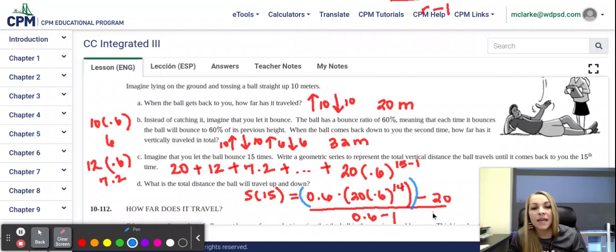We should get something like, it's approximately 49.9999999 or 98, I think, or something like that. So 49.98. So let's move on to the next problem here.